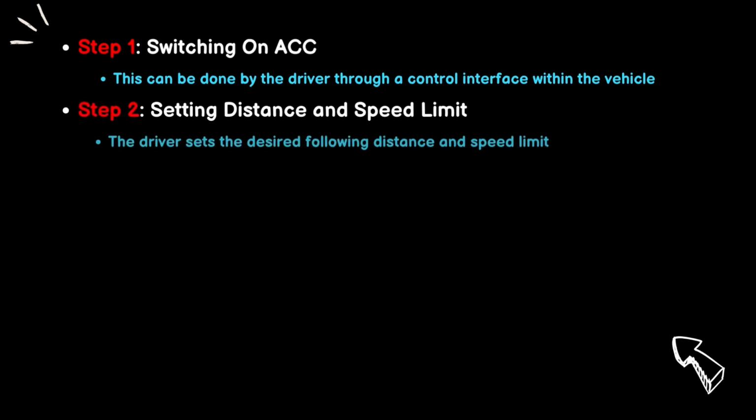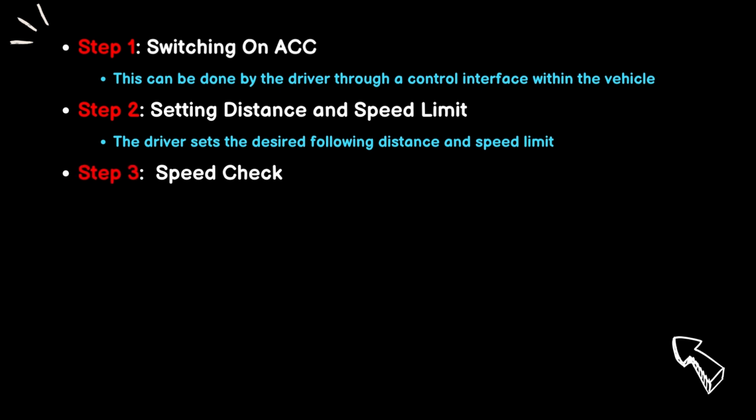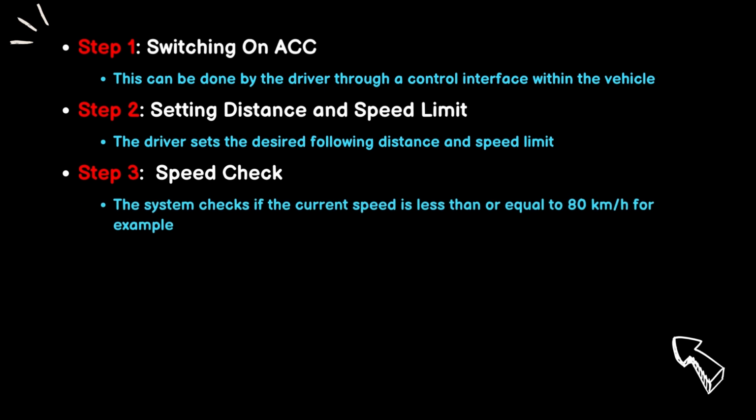Next, the driver sets the desired following distance and speed limit. These settings determine how closely the vehicle will follow the car ahead and the maximum speed it will travel. Once the distance and speed limit are set, the system checks if the current speed is less than or equal to 80 km per hour, for example. If the speed is greater than 80, the system will adjust the speed to match the set speed.